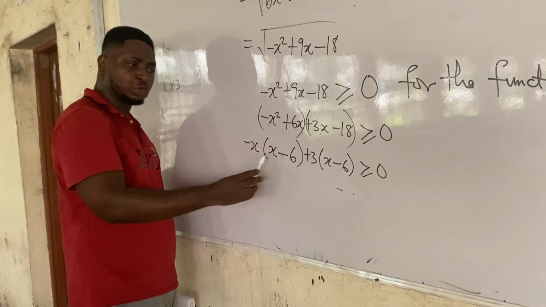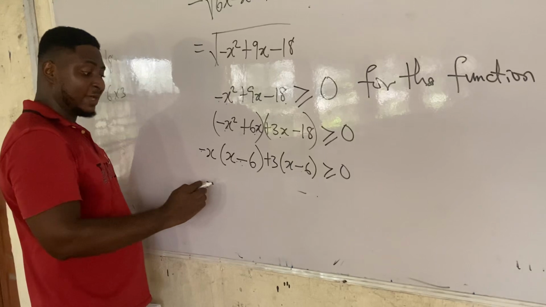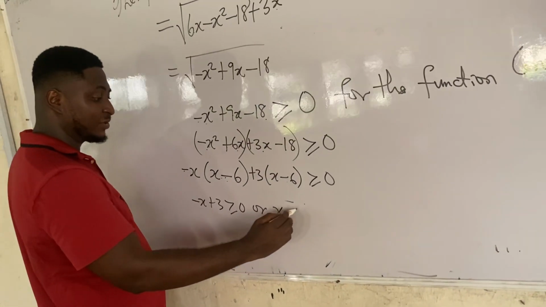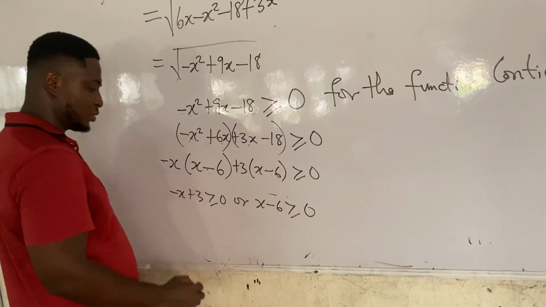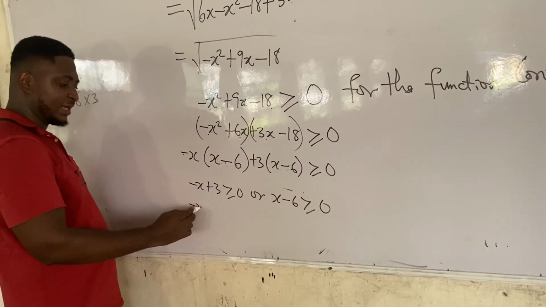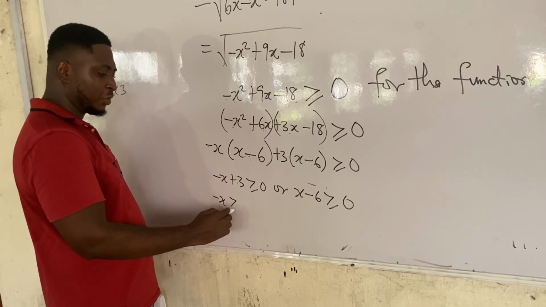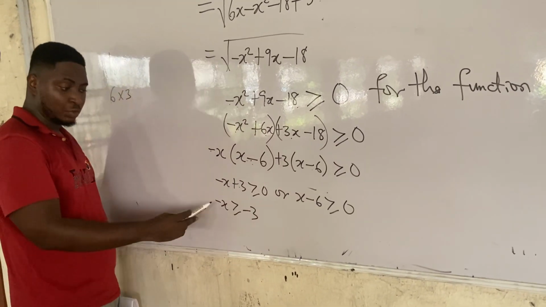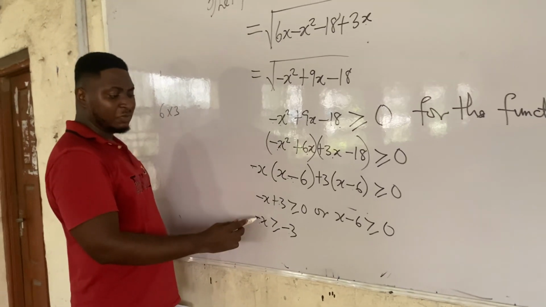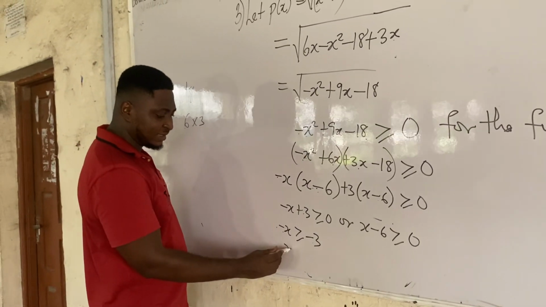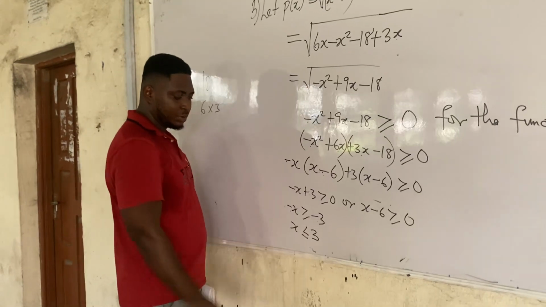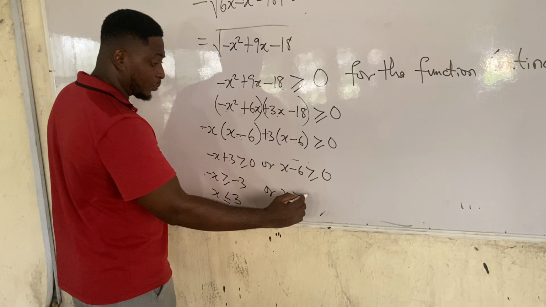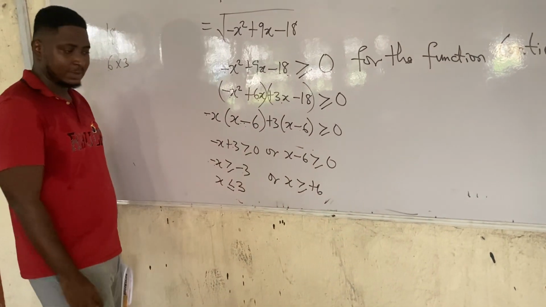When you factorize well, the two brackets are the same, right? It is minus x plus 3 must be greater than or equal to 0, or x minus 6 must be greater than or equal to 0. Minus x, when plus 3 comes here, it becomes greater than or equal to what? Minus 3, right? But class, remember this minus rule. If minus x is greater than or equal to minus 3, then x is less than or equal to 3, right? Or x is greater than or equal to plus 6.